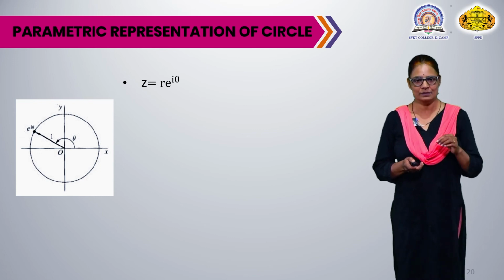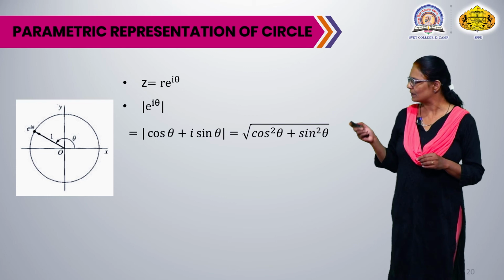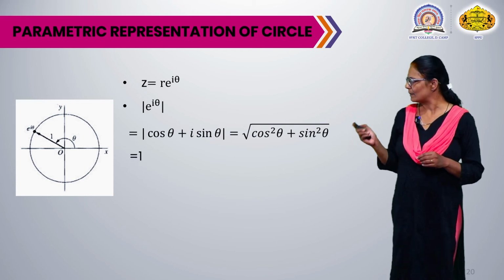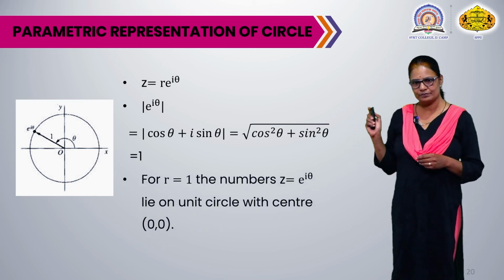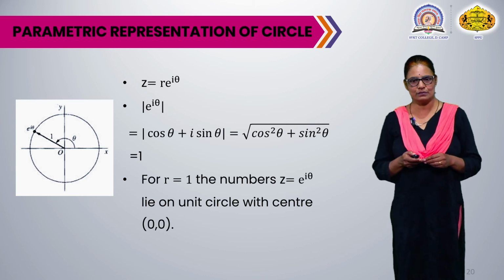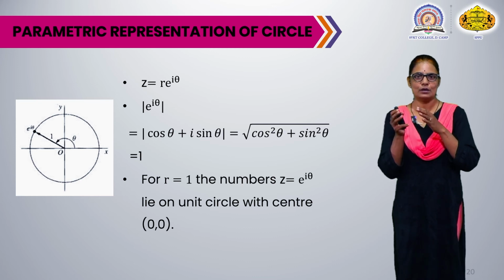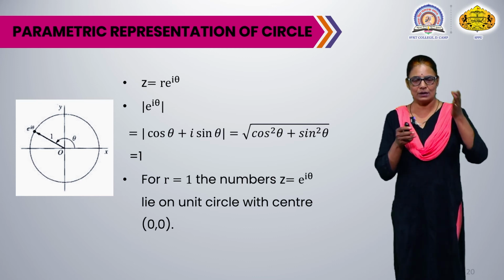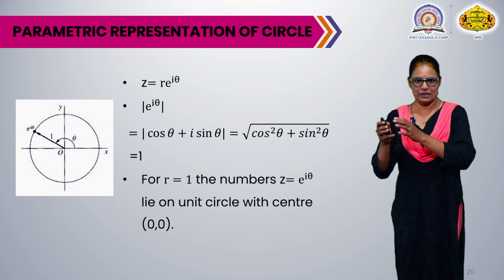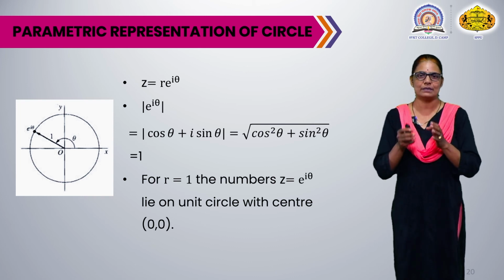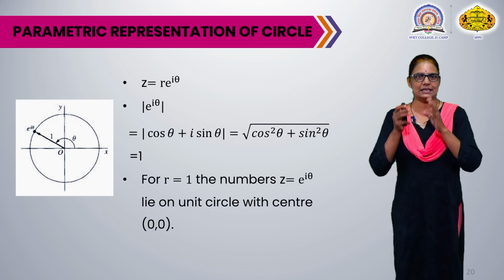If we calculate its mod, the mod of e raised to i theta, that is the mod of cos theta plus i sin theta, is the same as the root of cos square theta plus sin square theta, which is 1 here. And if you put r equals 1, you can easily observe that the distance of all these complex numbers from the origin is equal to 1, that is, all these complex numbers lie on the circle with center (0, 0) and radius 1. So remember, the complex number z equals e raised to i theta lies on the unit circle with center at the origin.